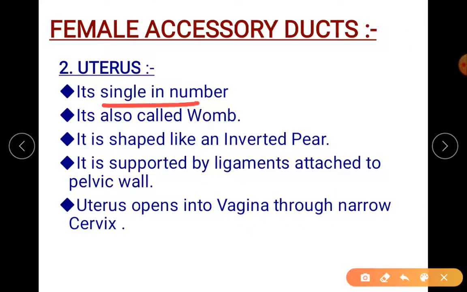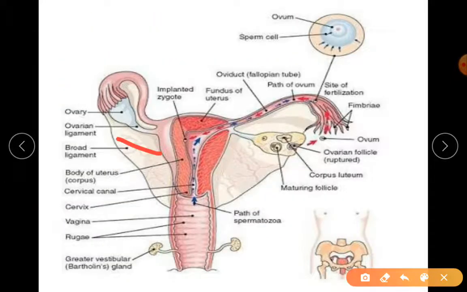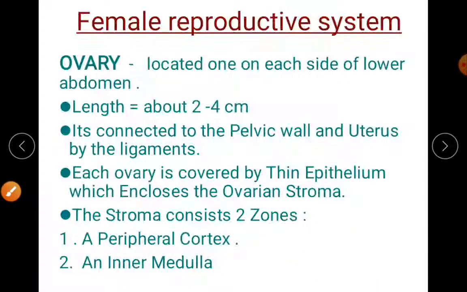It is single in number and supported by the ligaments attached to the pelvic wall. The uterus opens into the vagina through a narrow cervix. Just to make you clear with the picture, as I said, these are the ligaments attached to the womb, so it can stay firm. It will open into your cervix and then finally the vagina. That's what the sentence says: uterus opens into the vagina through the cervix. I hope the sentence is clear.